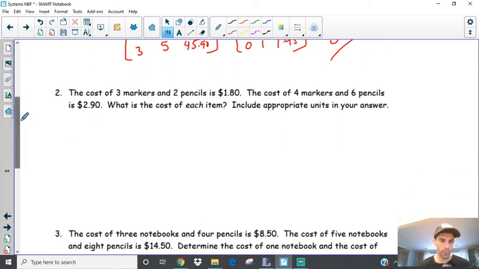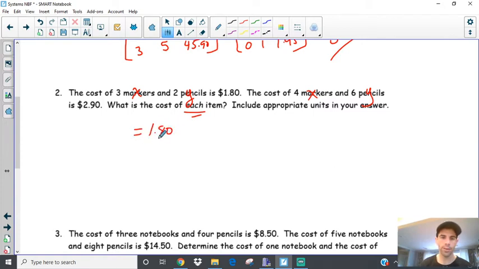Okay. So number 2. The cost of 3 markers and 2 pencils is $1.80. The cost of 4 markers and 6 pencils is $2.90. What is the cost of each item? So that would include the cost of a marker, which I can call X, and a pencil, which I can call Y. And then if I looked at this one, now there are 2 totals, and that's what's going to give me my 2 equations.